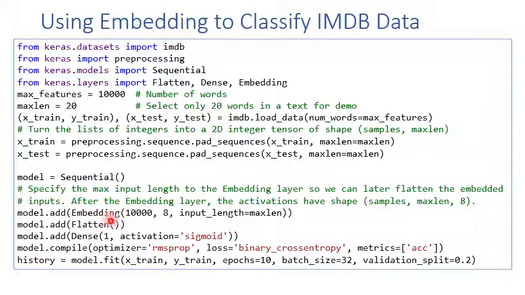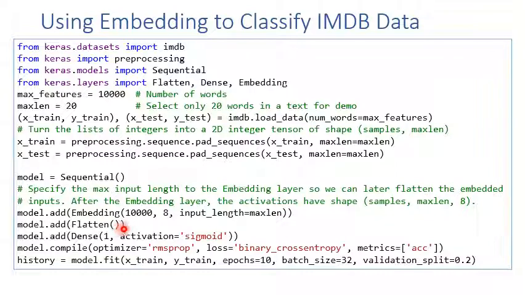Then we add the embedding layer into our model. The input dimension is 10,000 because we have 10,000 words in our vocabulary. Right now we select a very small embedding vector because we want to train an embedding vector, and the dimension is only 8. And the input data length is the maximum length, which is 20.